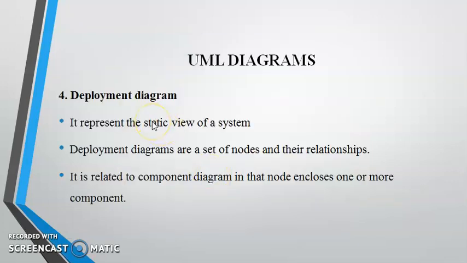Fourth diagram that comes under structural is deployment diagram. It also represents the static view of a system. And second thing is it is a set of nodes and their relationships. In component diagram, it is a set of components and the relationship. In object diagram, it is a set of objects and the relationship. In deployment diagram, it is a set of nodes and the relationship. The last thing here is it is related to the component diagram. In that, the node encloses one or more components.